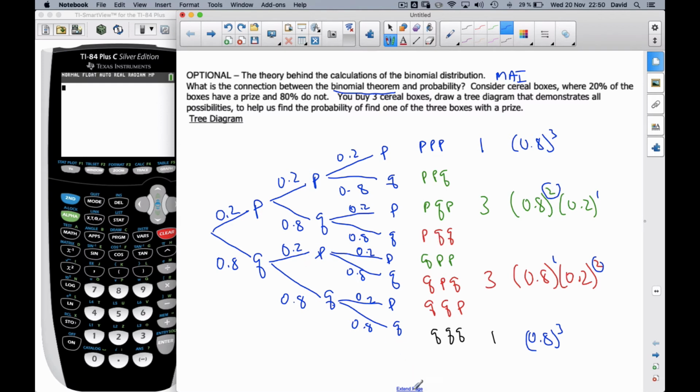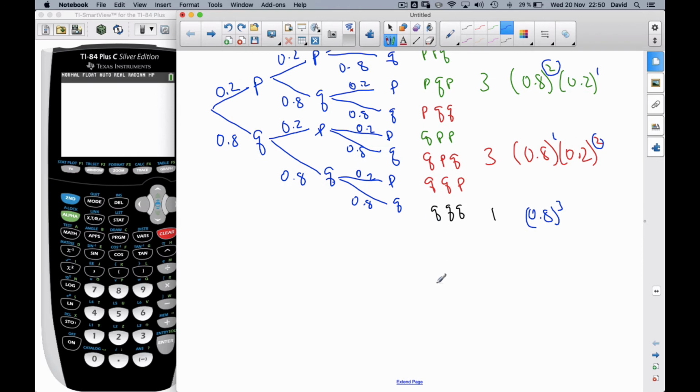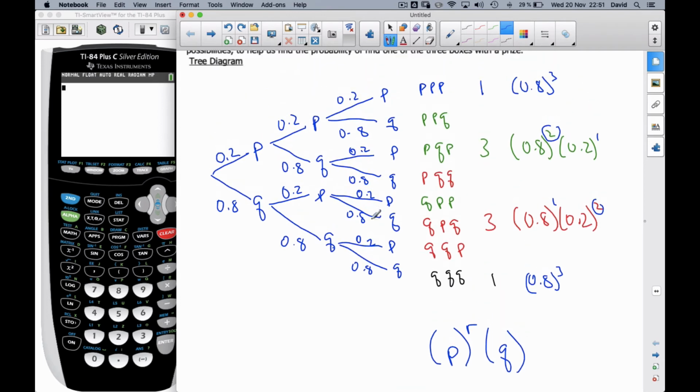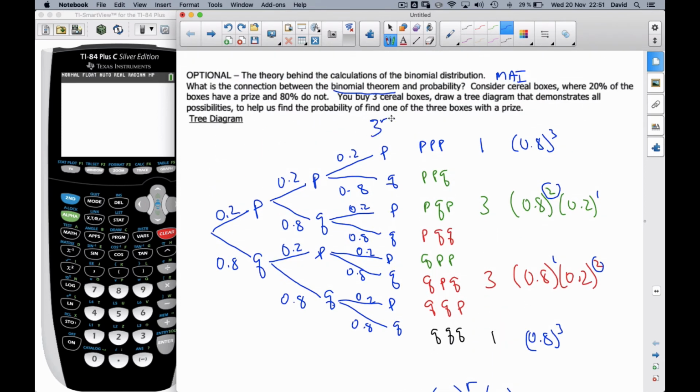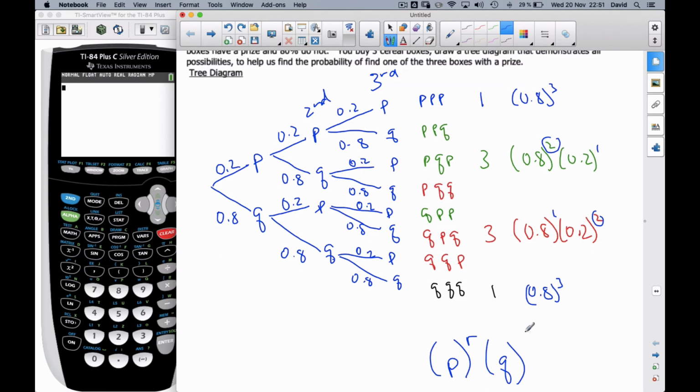And if I generalize this, I often have the probability of success to some power r, times some failure to, well, these two numbers had to add up to the number of trials. I know this was my 3rd trial, this is the 2nd trial. If I'm going to have 3 trials, these numbers add up to 3, so it's going to be n, which is my trials, minus r.